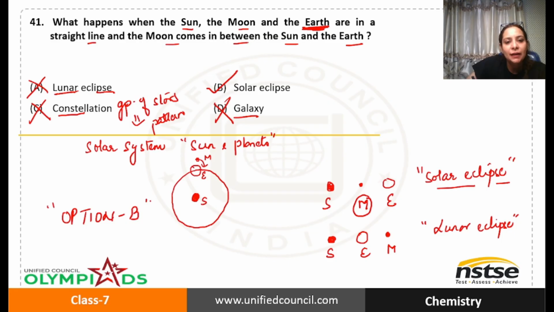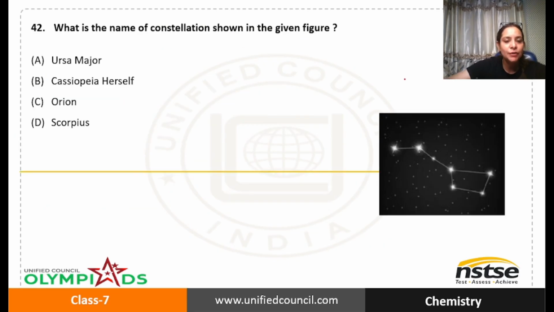Solar eclipse is caused when the moon is in the center of sun and earth, as given in the question. Next question, what is the name of the constellation shown in the given figure? So this is the figure given. We need to tell what is the name of the constellation shown.